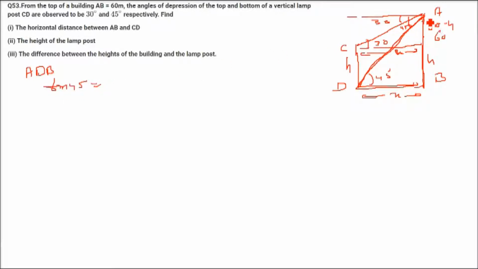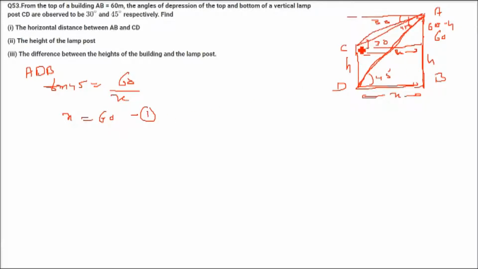equal to perpendicular by base. Perpendicular whole is 60, because the top of the building, that is the length of the building, is 60 meter. We can take directly 60 meter and this X. Now tan 45 is 1, so X equal to 60. This is what we got. The distance between these two is 60.